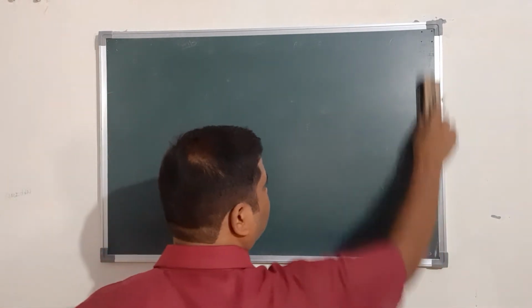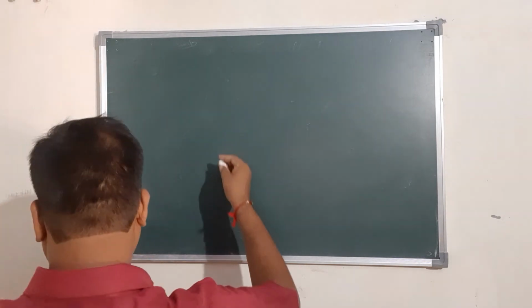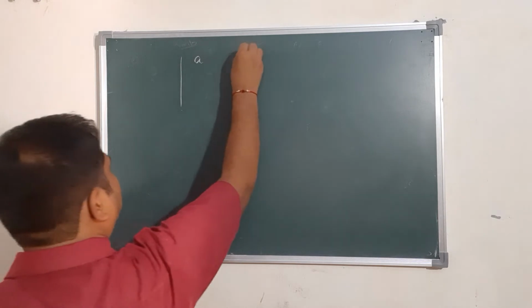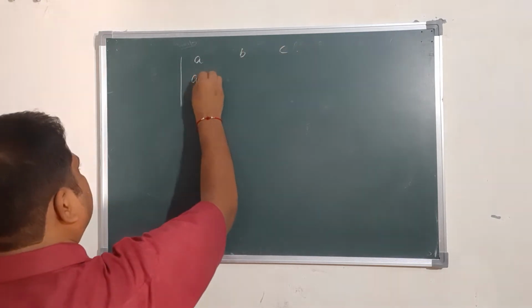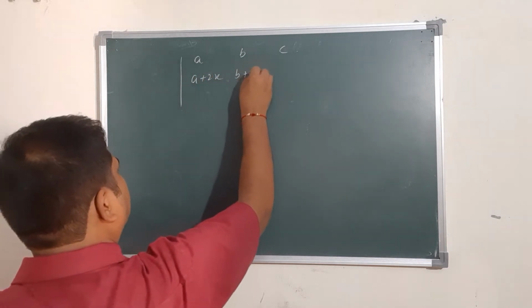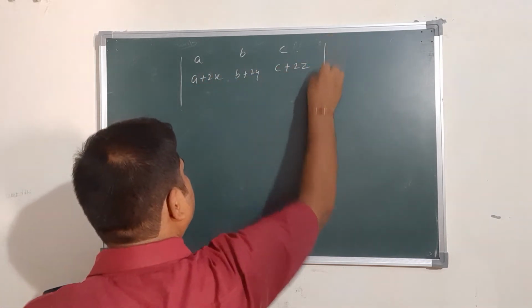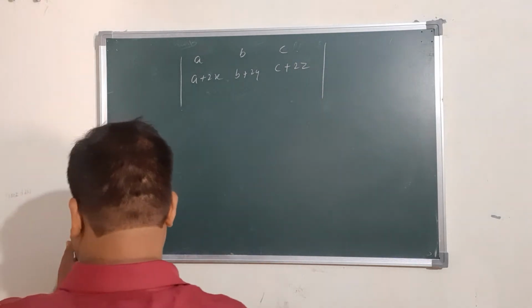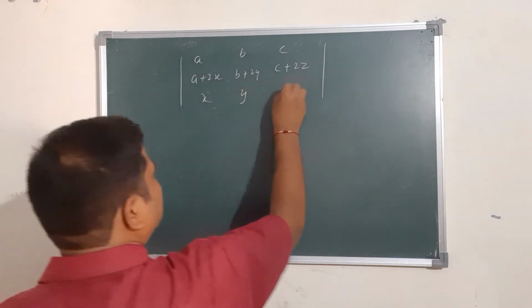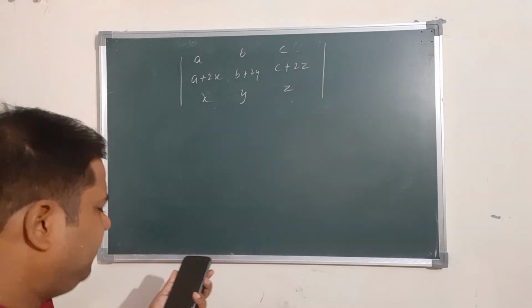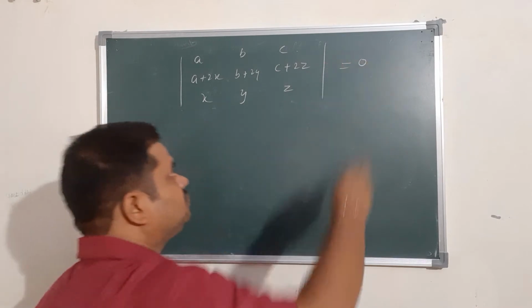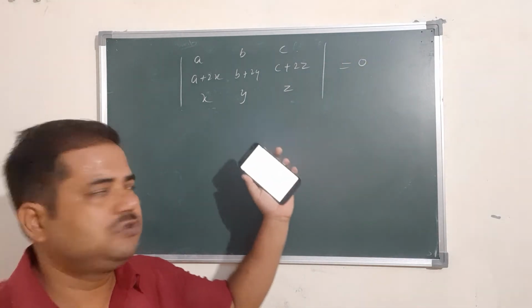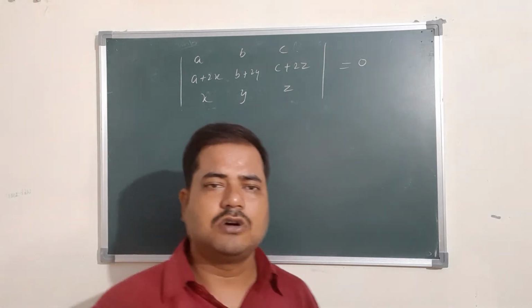For example, suppose we are given a determinant with rows A, B, C; A, B, C; A plus 2x, B plus 2y, C plus 2z; and x, y, z. Suppose we have been given this type of determinant. How will we expand or solve it? We have to show using the properties of determinants that this should be 0.